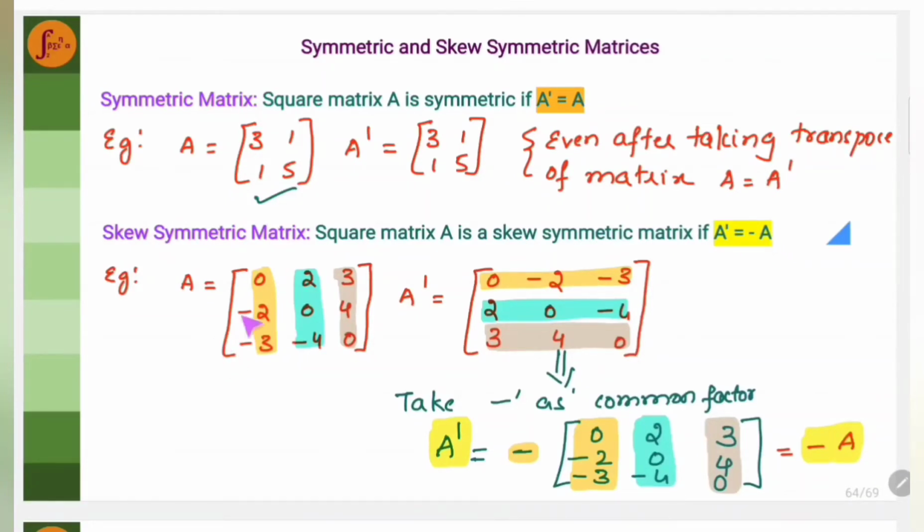So let's take this example. Say this is matrix A. Now you take all of the columns, the first column, second column, third column, and represent them as rows: first row, second row, third row. That is, you find the transpose, interchanging the rows and columns. Now you take minus as a common factor, right? You take minus out. So what you will get? You will get a matrix. If you observe, this matrix is nothing but matrix A itself, if you take minus outside. That is why in a skew symmetric matrix, A transpose is the same as minus of matrix A.